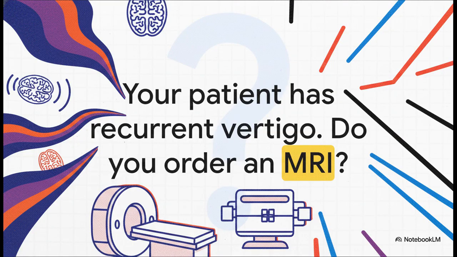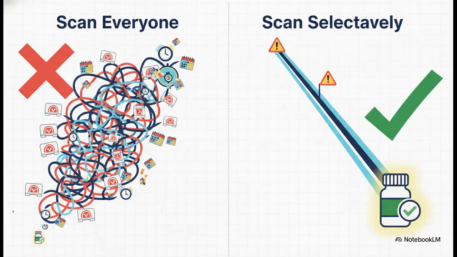And this is the question, isn't it? It's the one every single one of us faces. A patient walks in with recurring vertigo, and that immediate instinct can be to just scan. But is that really the right move? And here's the punchline. If you order an MRI on every dizzy patient, you don't just strain the system. You actually delay treatment for the huge majority who have vestibular migraine. The standard of care isn't to scan everyone. It's to scan selectively, guided by really clear red flags. And that's our goal today, to build that confident, selective framework.